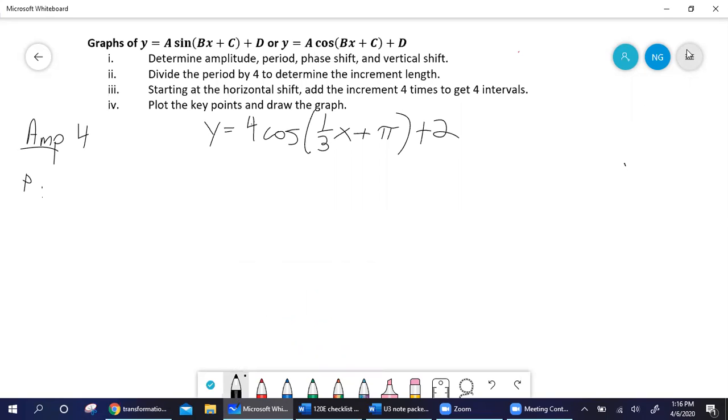For the period, we take our normal period, which is 2 pi, and we divide by the b number, which in this case is 1/3. So dividing by 1/3 is the same thing as multiplying by 3/1. So that's going to give me 6 pi for the period.